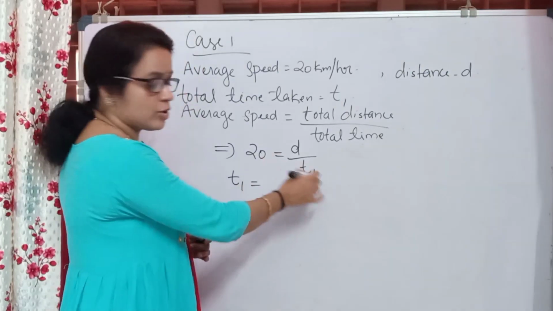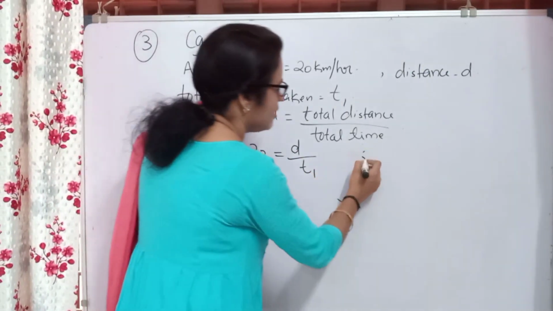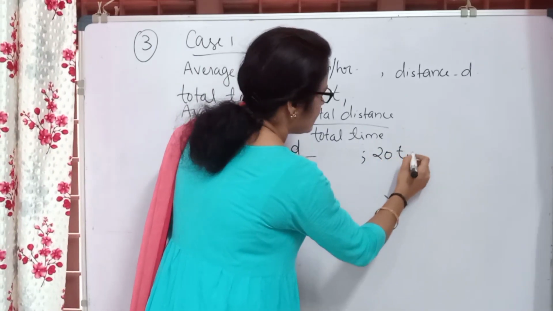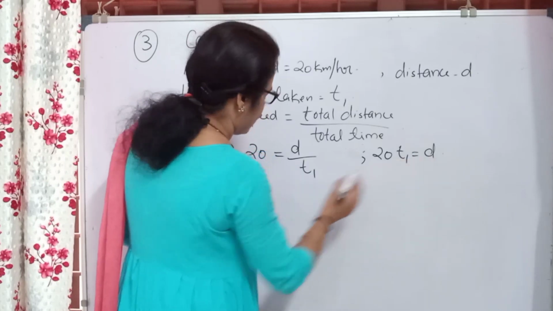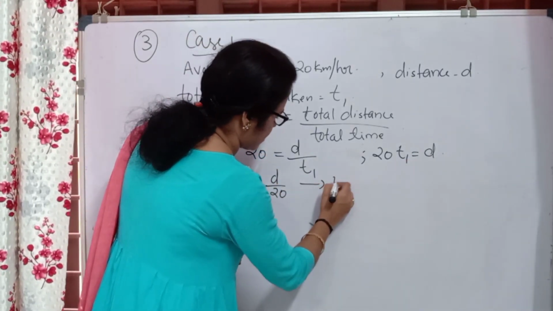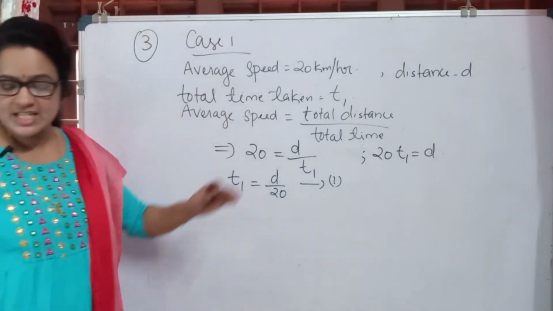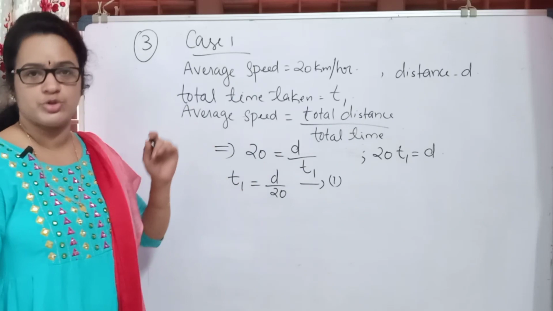So what will we get as t1? We can cross multiply: 20 into t1 is equal to d. That means 20 t1 is equal to d. So t1 will be equal to d by 20. This can be taken as the first equation. So this is the first case, where we get the time as t1 equal to d by 20.